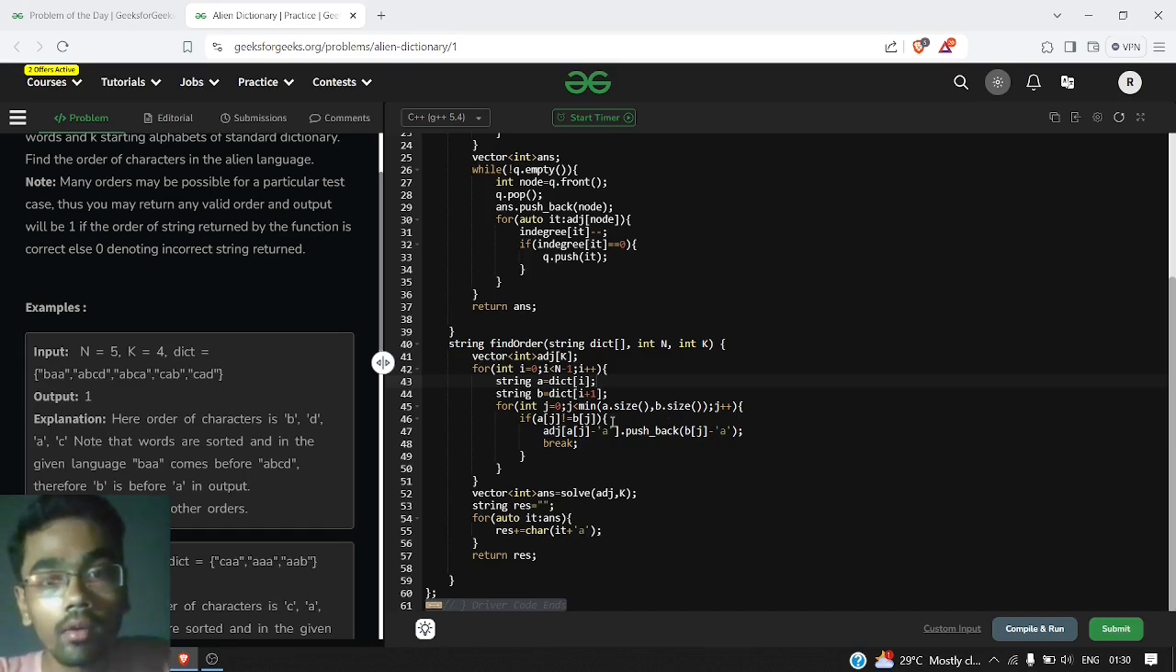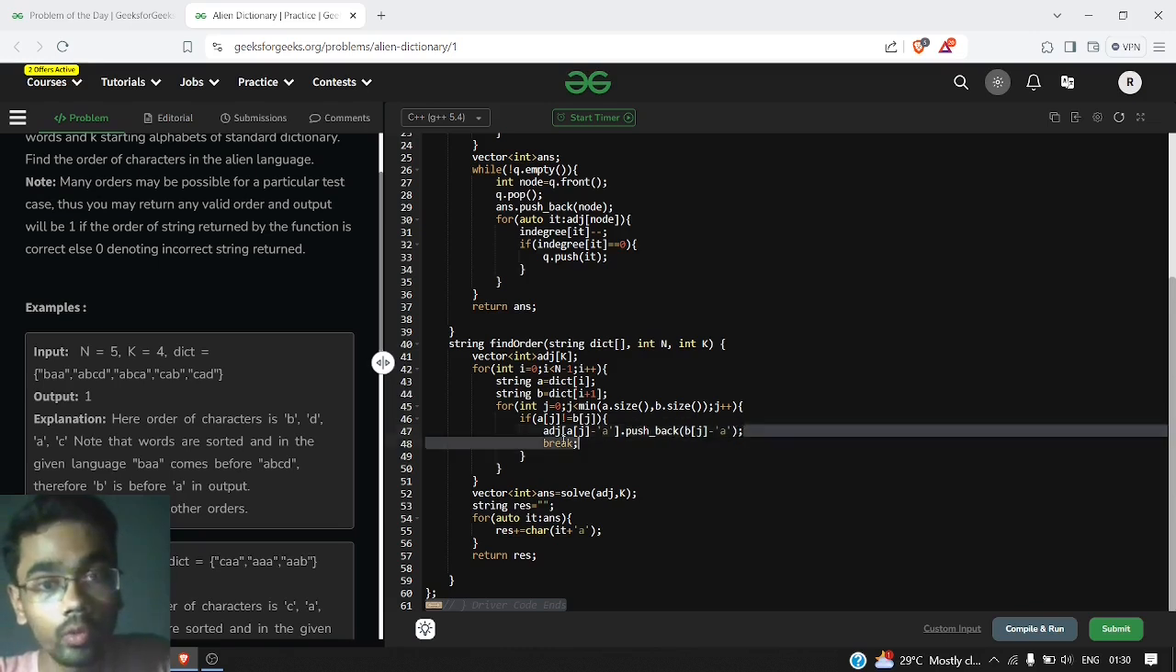Whenever A[j] is not equal to B[j], as in this example BAA and ABCD, this first B was not equal to this first A. So this was the point of difference, and we can say that B should be coming before A. So this is what we have done: we have pushed back into the corresponding adjacency list of alphabets.